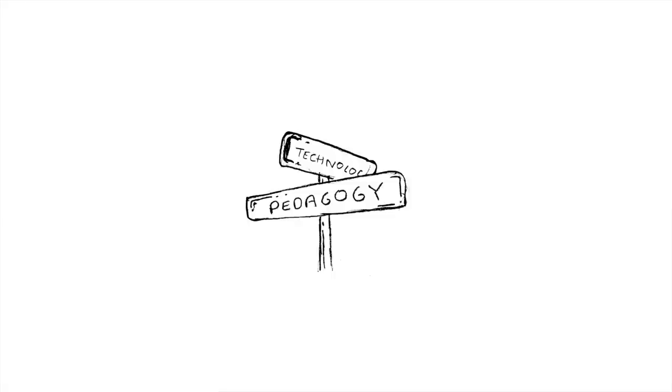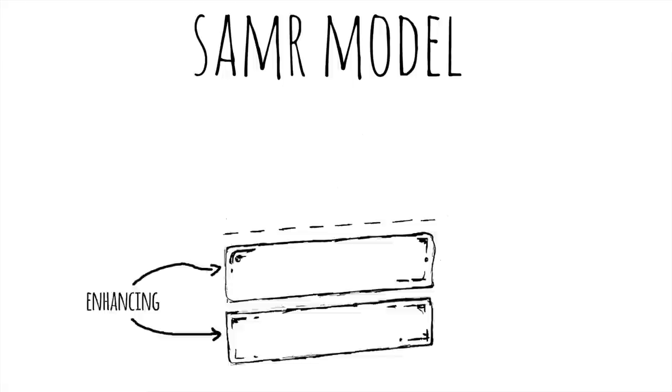This model has four different layers, the first two focusing on enhancing the learning task, while the next two layers focus on actual transformation.